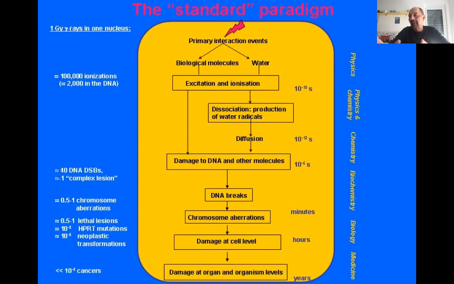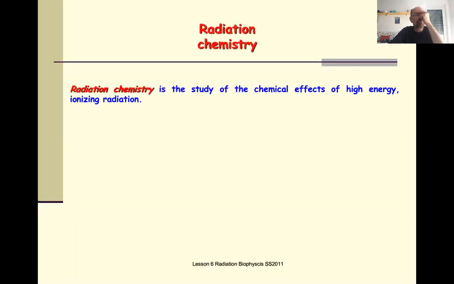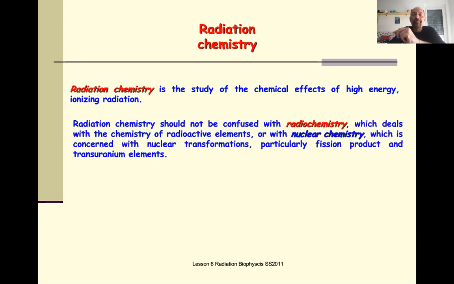For longer times, after microseconds, we already enter in the biological stage. So it's important to be precise. Radiation chemistry is the study of the chemical effect of ionizing radiation.